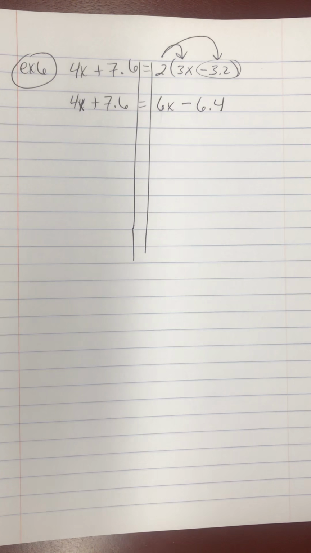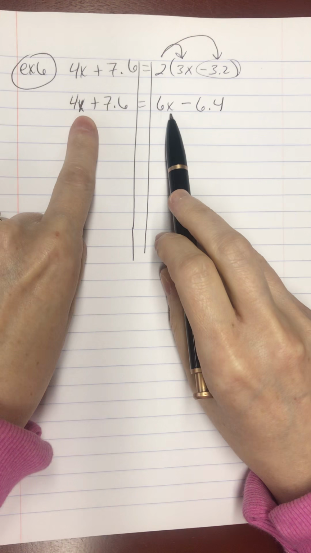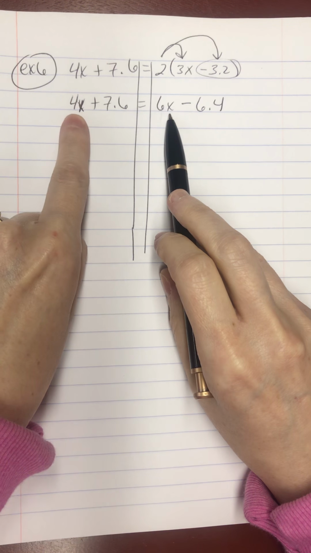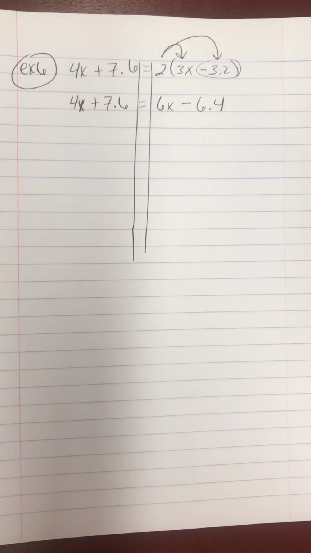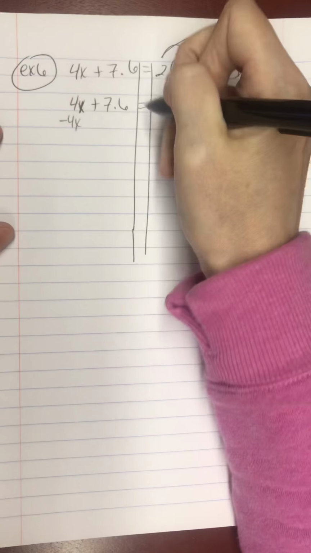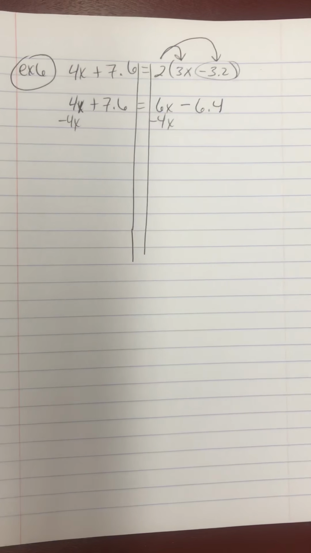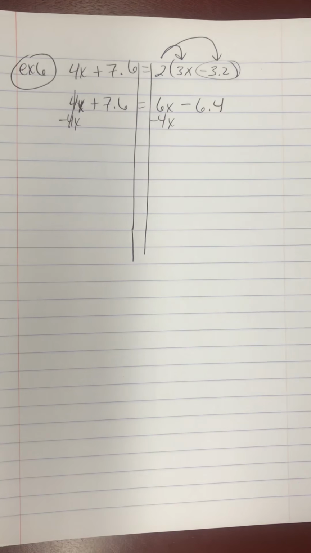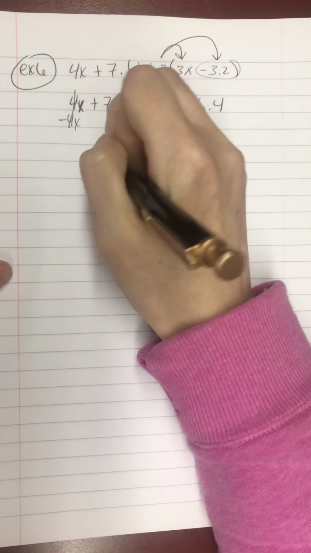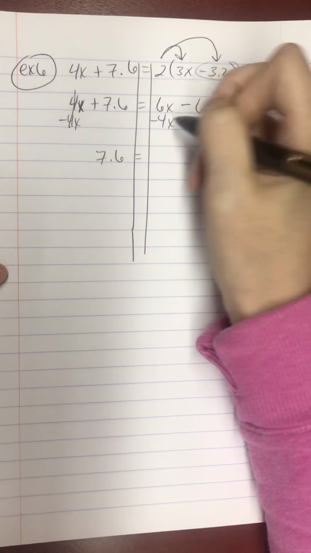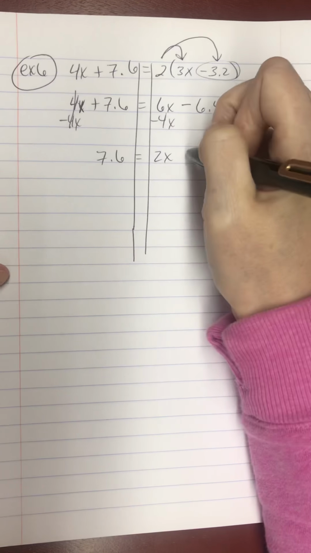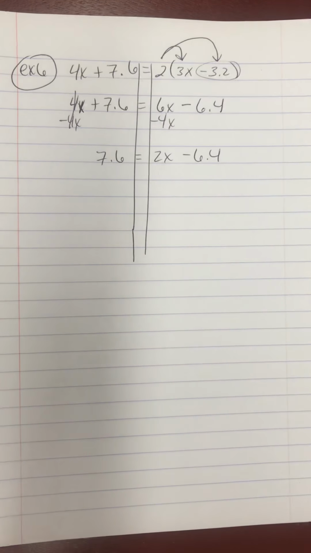However, we do have x's on both sides of the equation, so you can either subtract 4x or subtract 6x. Since they're both positive, you can subtract either one. But again, I would take the smaller one any day so that I don't have any nasty negatives. Cancel. So what's left on the left side? We've got 7.6. And then on the right side, we've got 6x minus 4x, which is 2x. And then just bring down your minus 6.4.